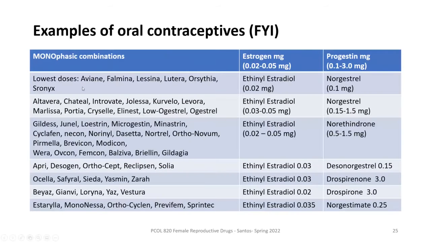Here's a table just for your information. Not going to be asking that, but just for you to have a sense of the size of the dose of the estrogen nowadays. So it's really small, like 0.02, 0.05, the highest going to 0.035. So it's really trying to mimic the normal amount that the body releases during the menstrual cycle.